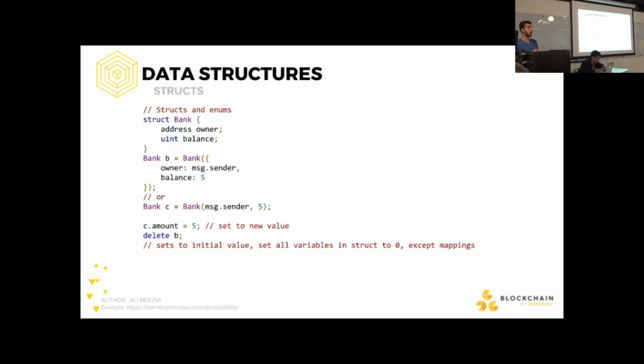Okay, so structs. You probably saw these as well in your assignments. Structs are customizable data structures. You can specify each parameter in each one. As you can see here, you can specify a struct bank, you can call it anything, and that has an address and a uint, and that's it. You can add more in there. It doesn't have to be 2, it can be 3, 4, 5. Right, and there's various ways to instantiate that. And then deleting the struct, again, resets all values back to 0.